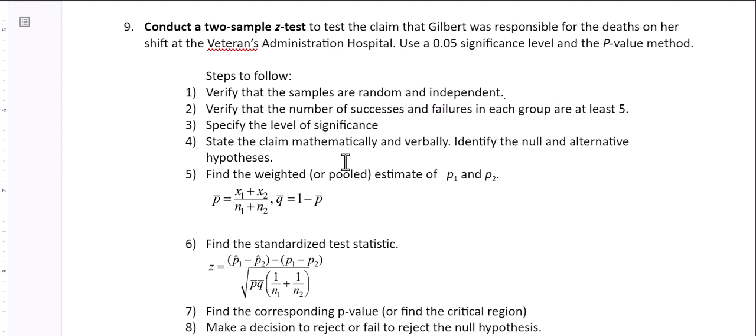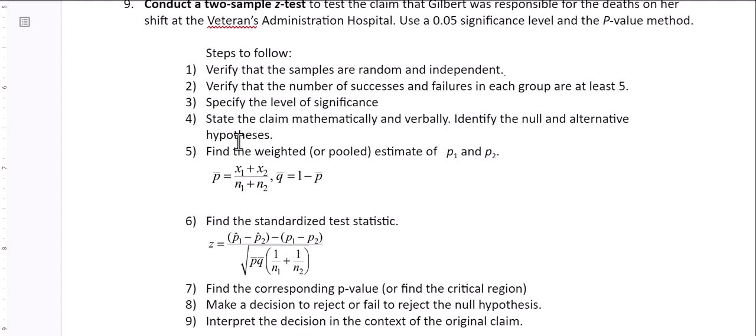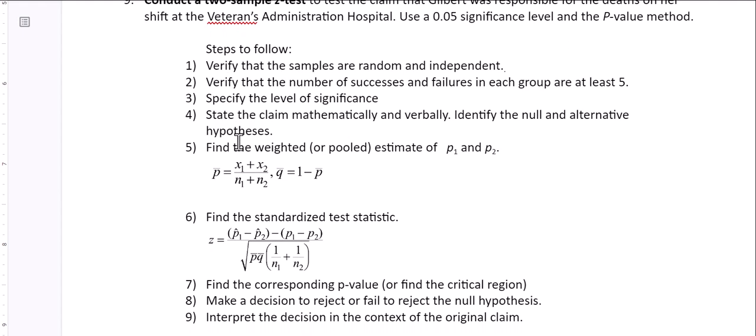So that already makes it more precise because we're assuming something about the population, whereas with a confidence interval, everything is coming from the sample. All right, so our steps to follow are pretty similar to what we did before with the hypothesis test for a single proportion and for a single mean.